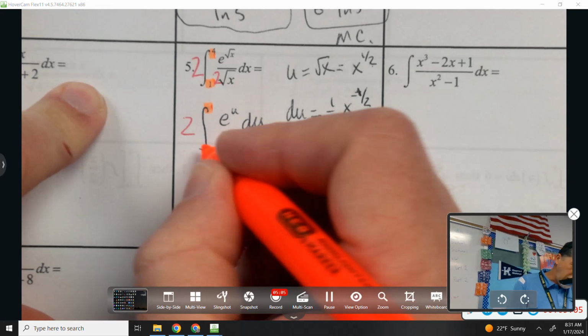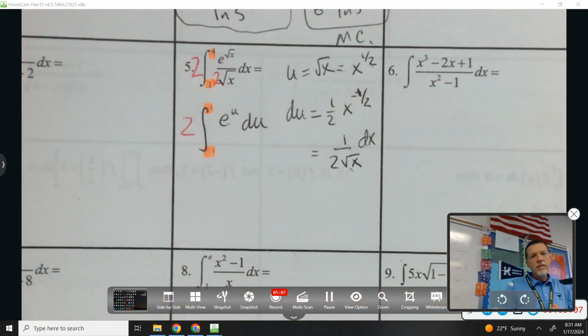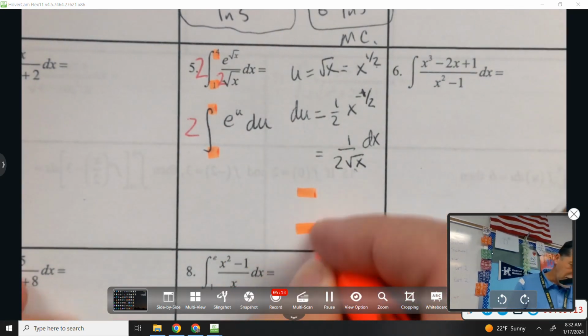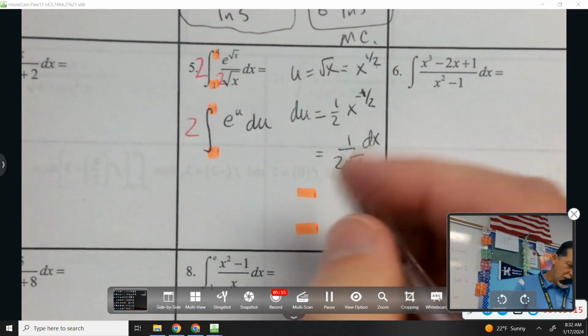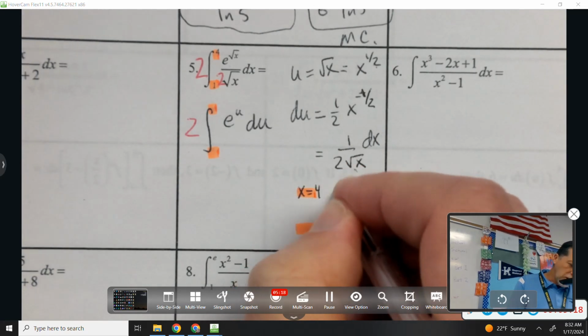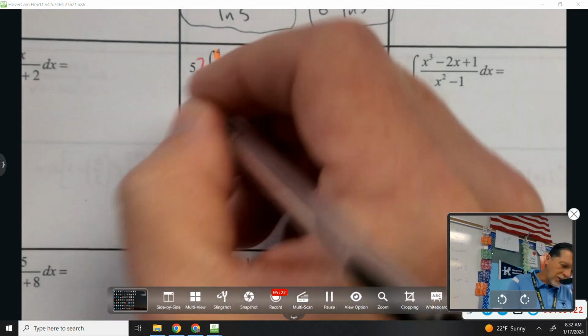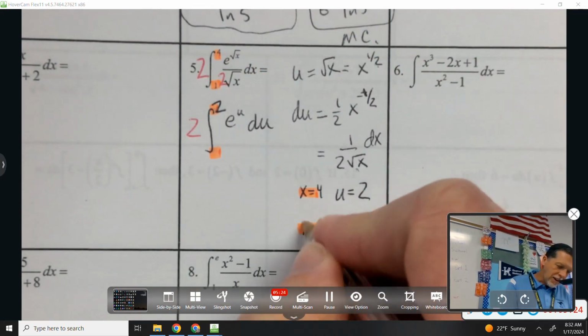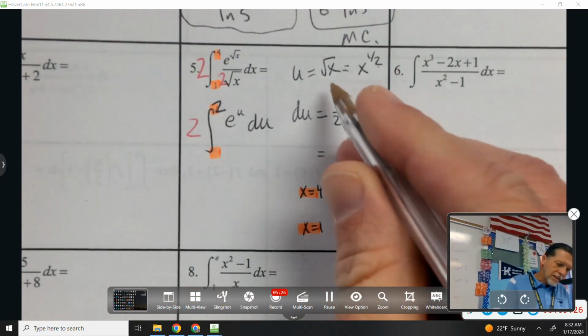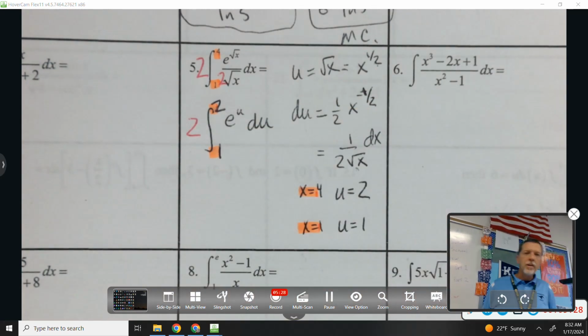Limits. We didn't have to do that last time because we didn't have limits. So last time we had to remember the plus c. This time I need to consider those limits. And by consider, I mean change them. If x equals 4, then u equals 2, the square root of 4. And if x equals 1, then the square root of 1 is 1. So we go from 1 to 2.